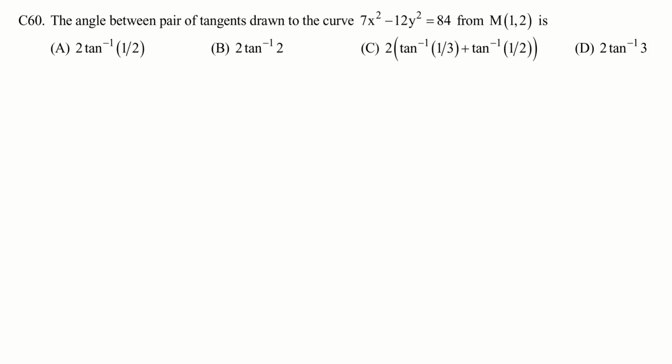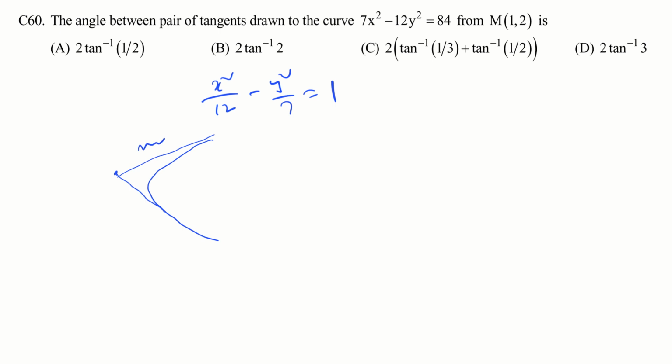So clearly the curve is x square by 12 minus y square by 7 is equal to 1. It's a hyperbola. Now I'm taking only one wing, it's okay. Now from a point 1 comma 2, let me take that, say I take just this one wing. From the point 1 comma 2, say we are drawing two tangents to the curve.